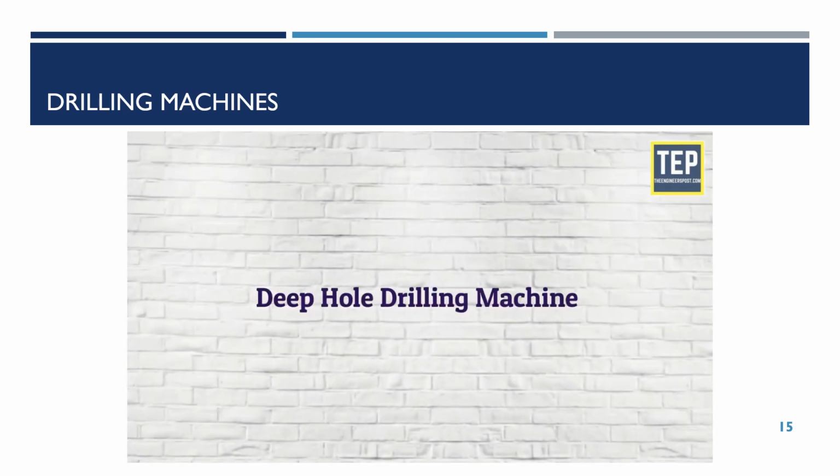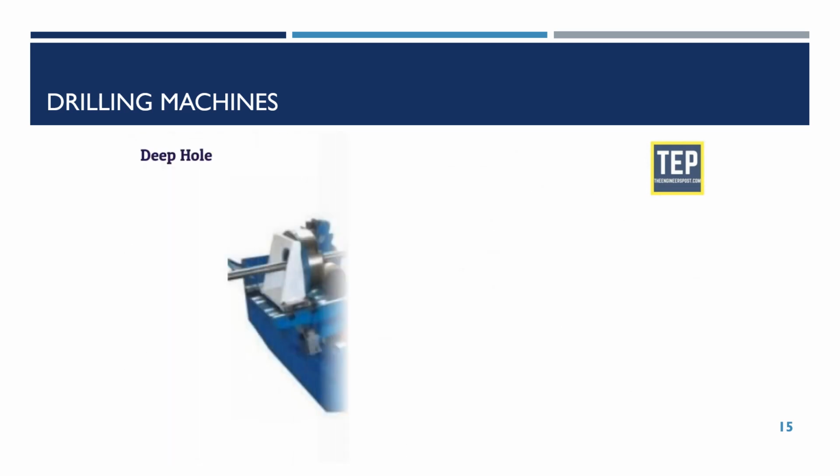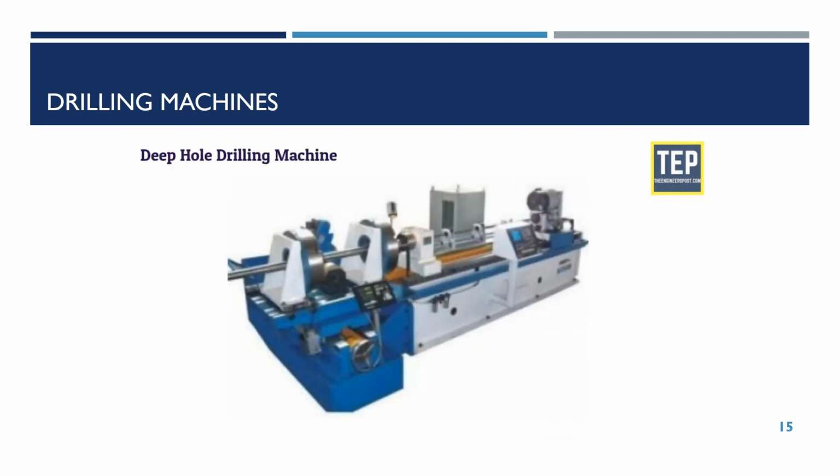Deep hole drilling machine. This may be either a horizontal or vertical type of machine. In this drilling machine, the part to be drilled is rotated and the drill bit that makes the hole is kept stationary. Deep hole drilling is done in components like rifle barrels, crankshafts, and long shafts, etc.